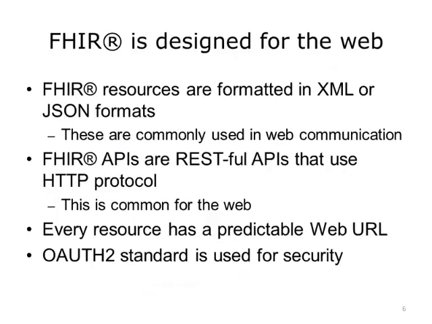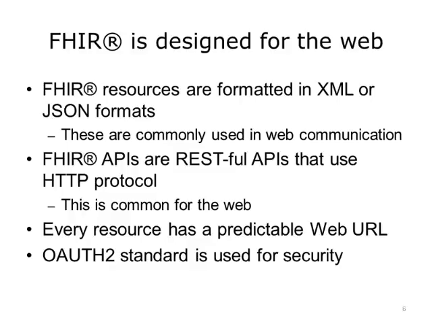FHIR is designed for the web. The resource can be represented using simple XML or the JSON format, which is very commonly used in developing programs. The FHIR commands are based on the RESTful API, or Application Programming Interface, that uses the Internet, HTTP. Applications that interact with the web often use RESTful APIs. One example of a RESTful API is the Twitter API. HL7 FHIR uses the same principles.